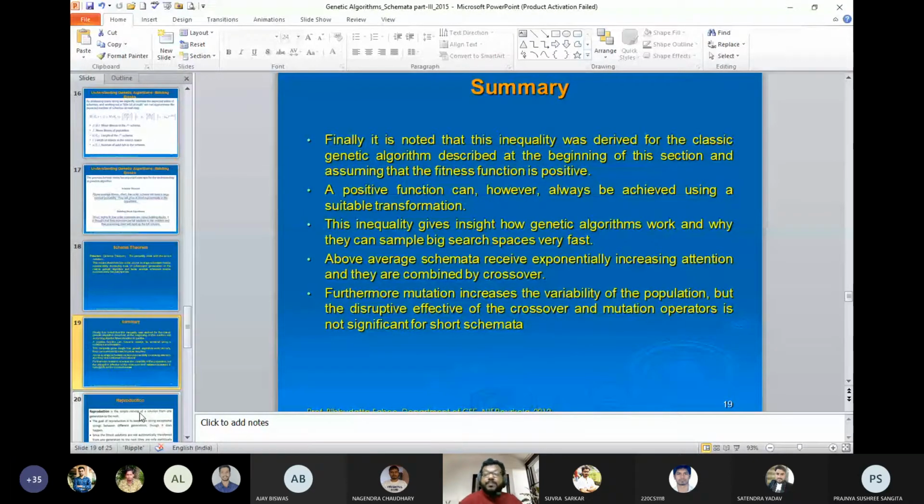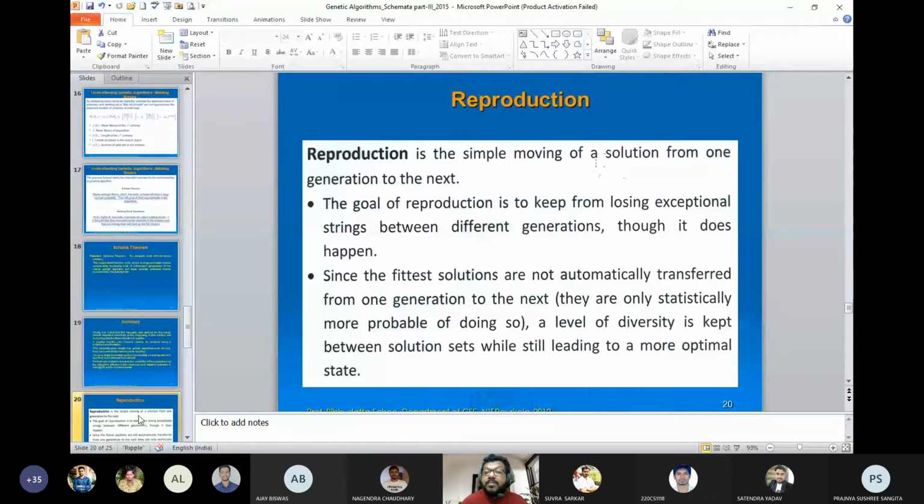To wind up, there are a few concluding slides. Reproduction is a simple movement of solutions from one generation to the next. The goal of reproduction is to keep from losing exponential strings between the different generations, though it does happen normally during reproduction, but with the introduction of the schemata, this can be prevented.